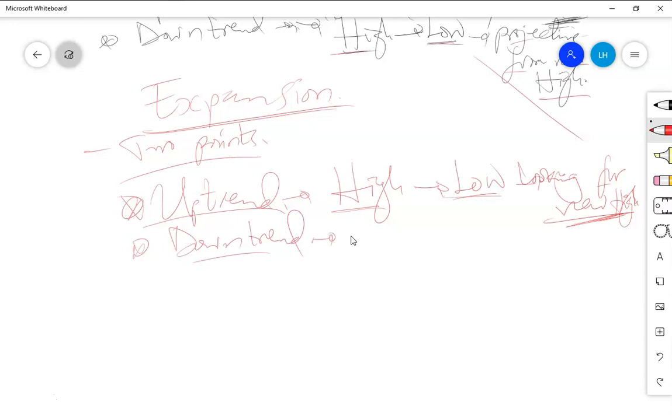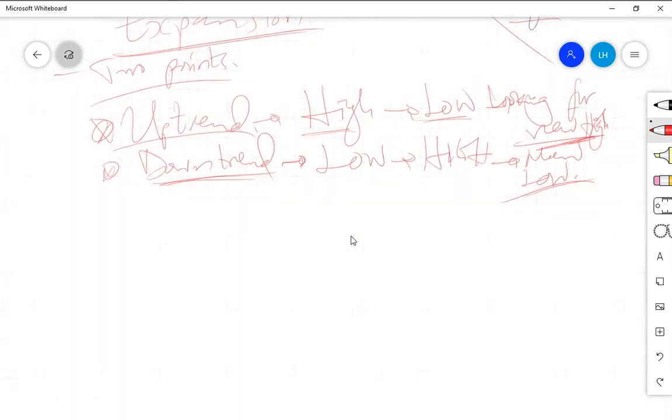Then if it is a downtrend, it will be vice versa. If it was high, now here it will be low. It will be taken from a low to the high, looking for a new low. We are looking for a new low because a new low will be a future move in a market which is moving in a downtrend.